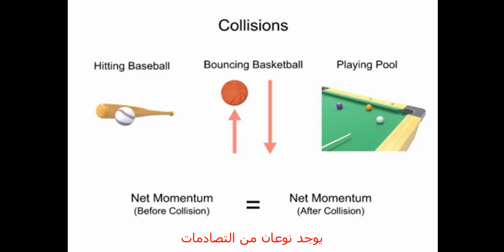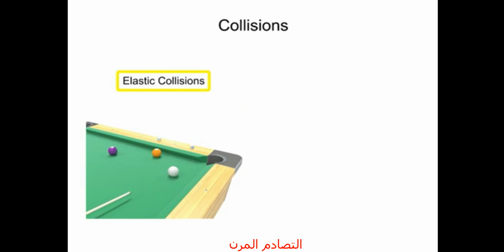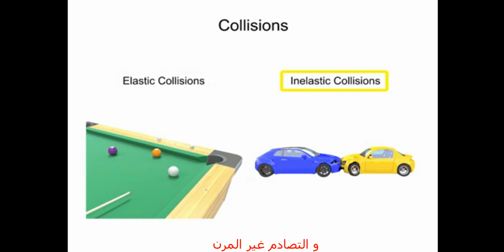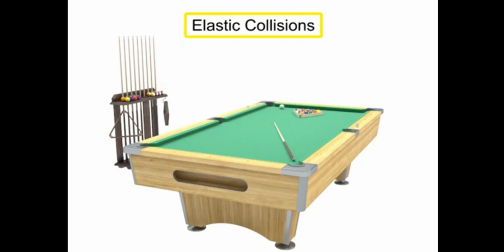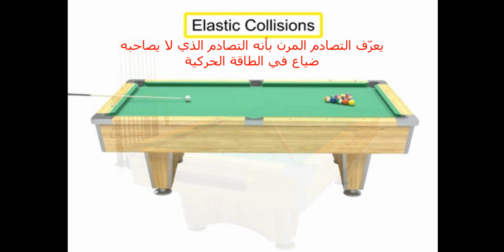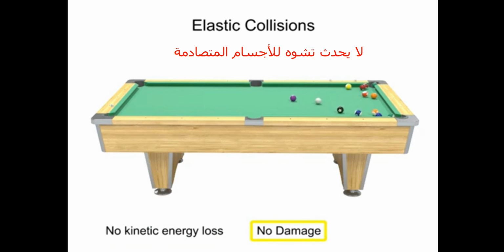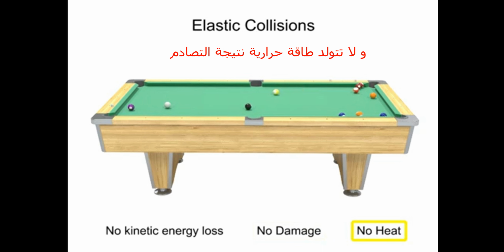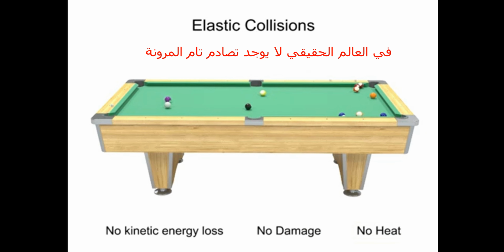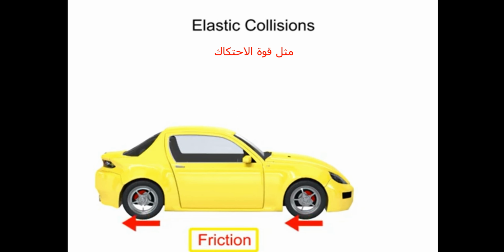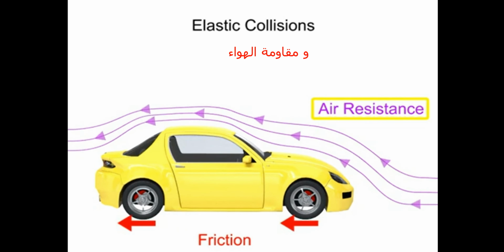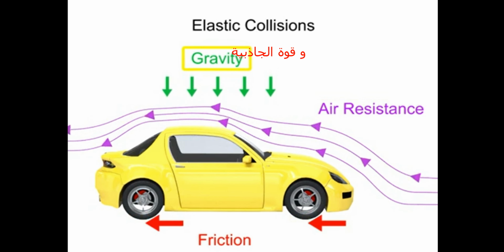There are two types of collisions: elastic collisions and inelastic collisions. An elastic collision is defined as one in which no kinetic energy is lost, no damage is done to the objects involved, and there is no generation of heat. In the real world, no collision is perfectly elastic because so many other forces come into play, like friction, air resistance, and gravity.